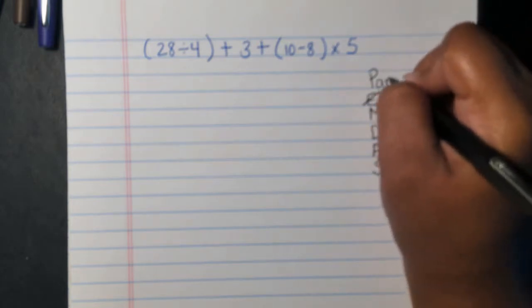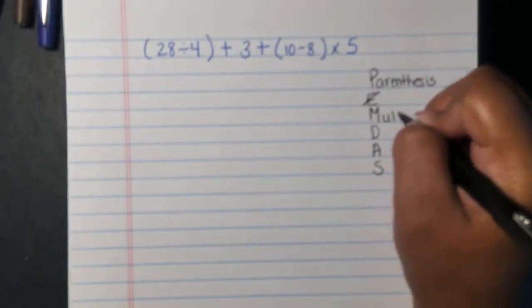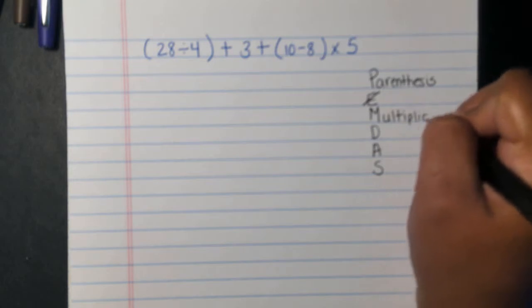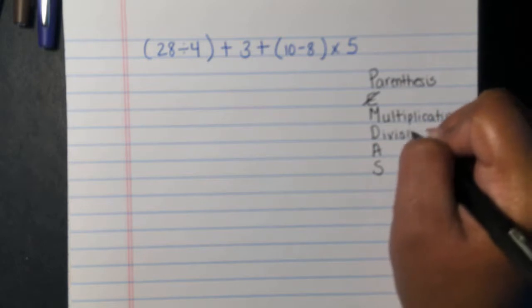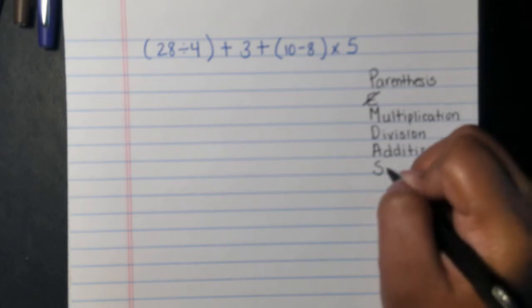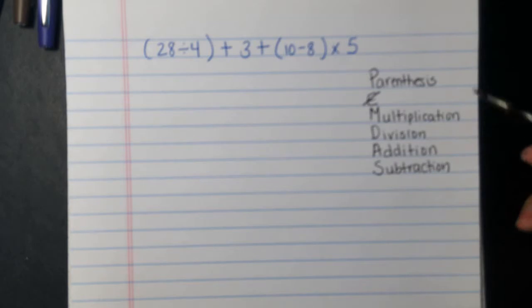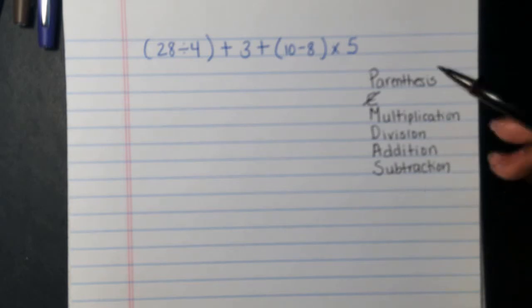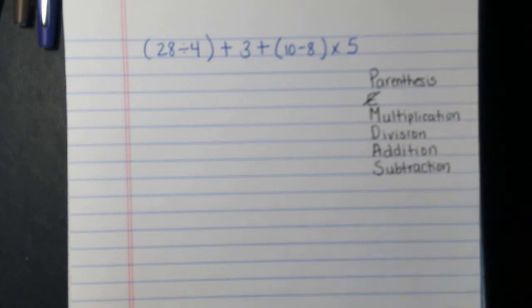So that's why we cross that out. P stands for parentheses. M stands for multiplication. D stands for division. A stands for addition. And S is subtraction. And we are going to complete all of these steps in this order. That's why we have it listed this way, and that's why we use the mnemonic device of PEMDAS. Okay. So the first step, of course, is parentheses.